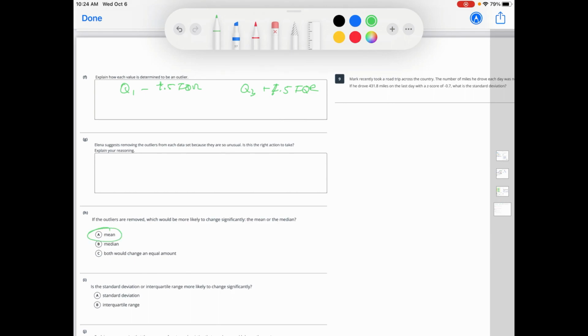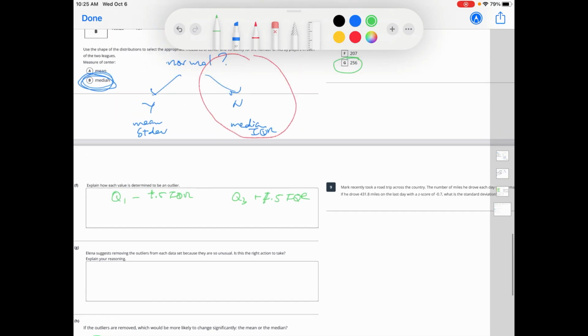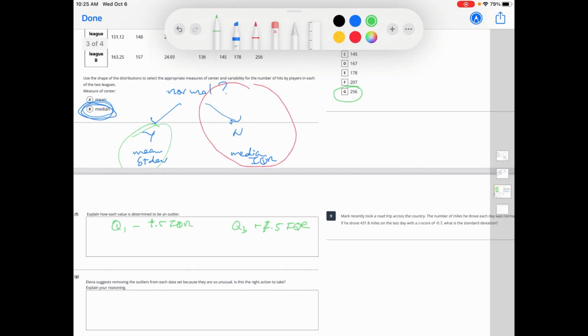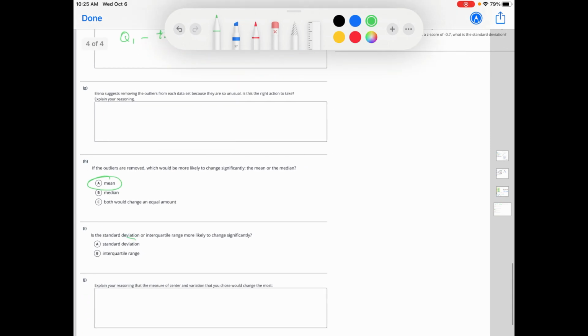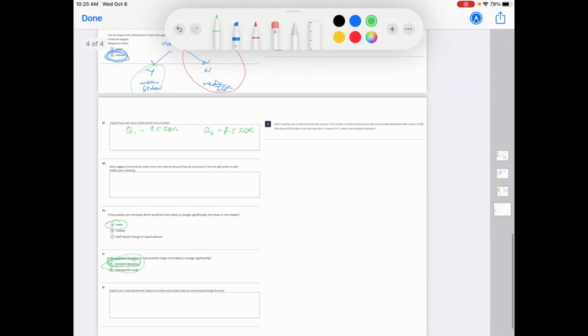That would be the mean. Is the standard deviation or interquartile range more likely to change significantly? If the one that's moved is the mean on your chart, then it would be standard deviation. Explain your reasoning for the measure of center and variation that you would choose to change the most: because the mean and the standard deviation are influenced by those outliers. So that's why we're using the median.